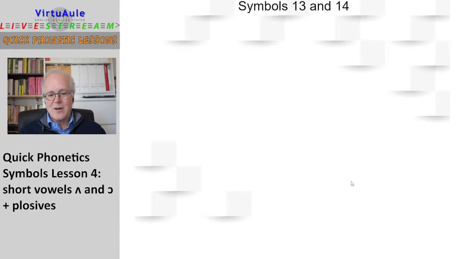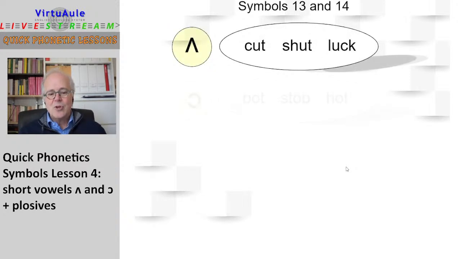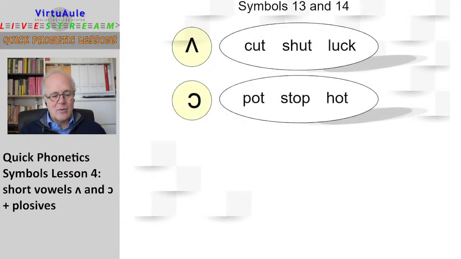Okay, we'll get started with the symbols 13 and 14. These are two short vowel sounds, and you can see these are unusual symbols. The first one is like an upside down V or something like an A. You might think of it as an A, has a little bit of an A feeling with the bar in the middle missing. And this symbol is found in words like cut, shut, and luck.